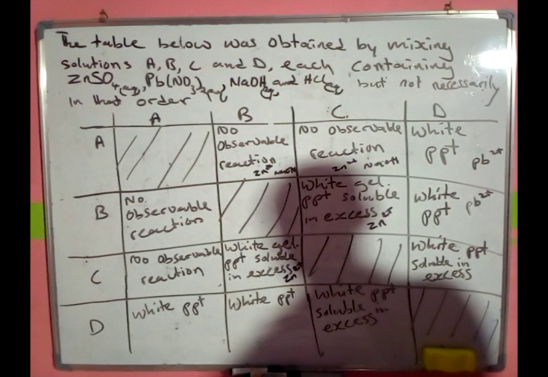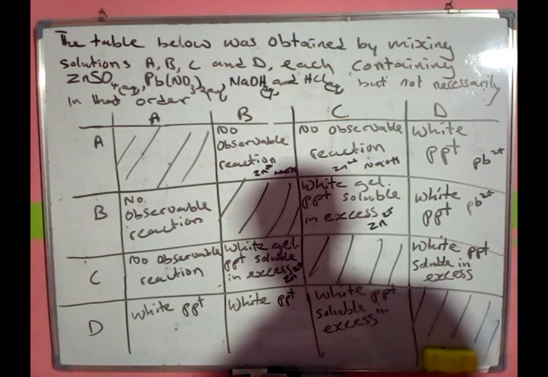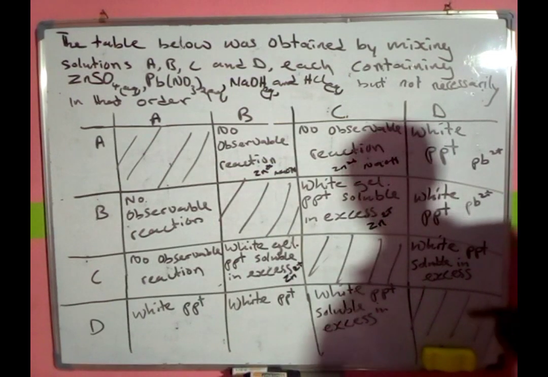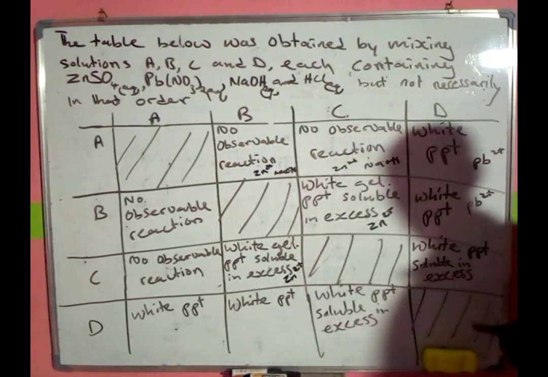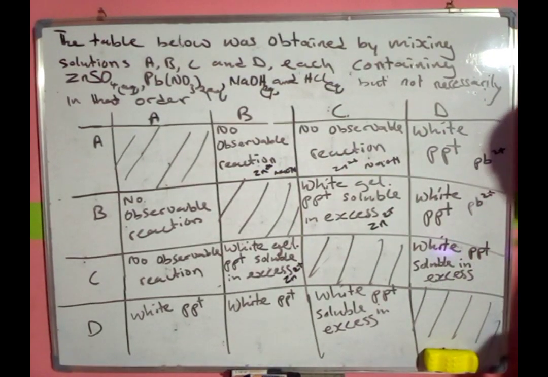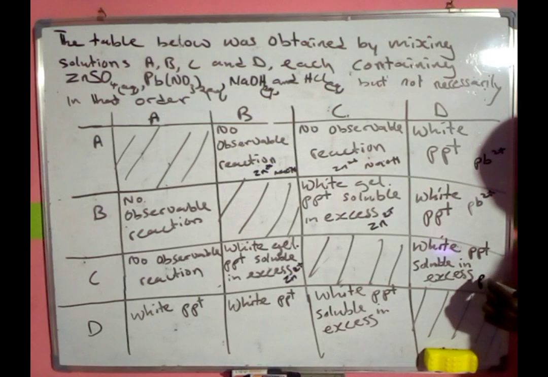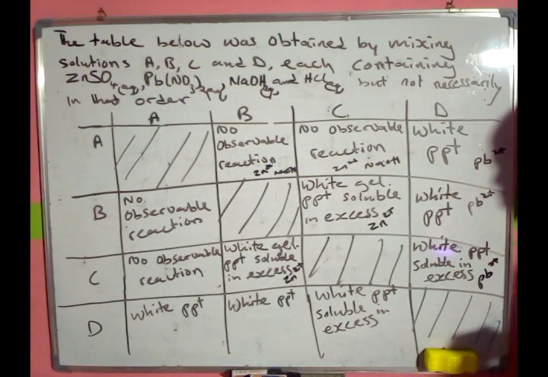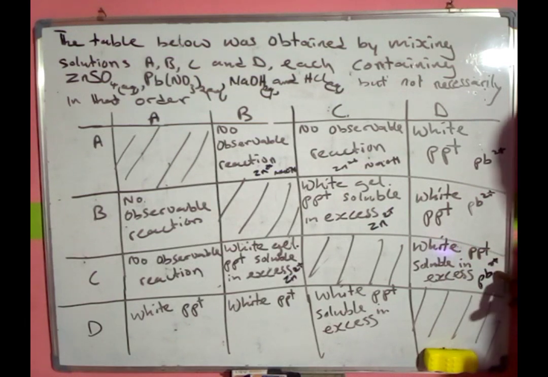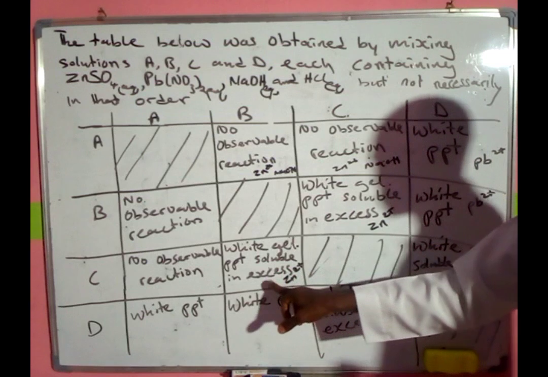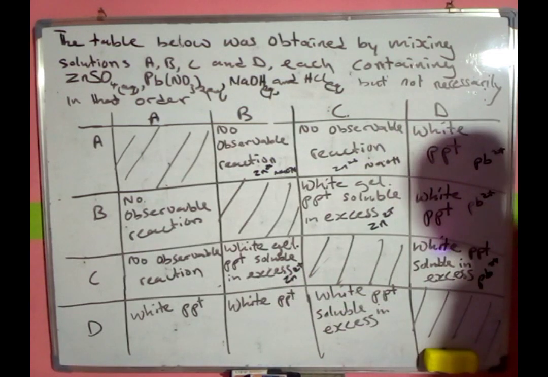That column is likely to be what? Zinc ion. Then we come over to this place, we have again white precipitate soluble in excess. That means this place is likely to be what? What we have here is what? Lead. Because lead with sodium hydroxide will give us white precipitate soluble in excess. Here is lead. This place is zinc.